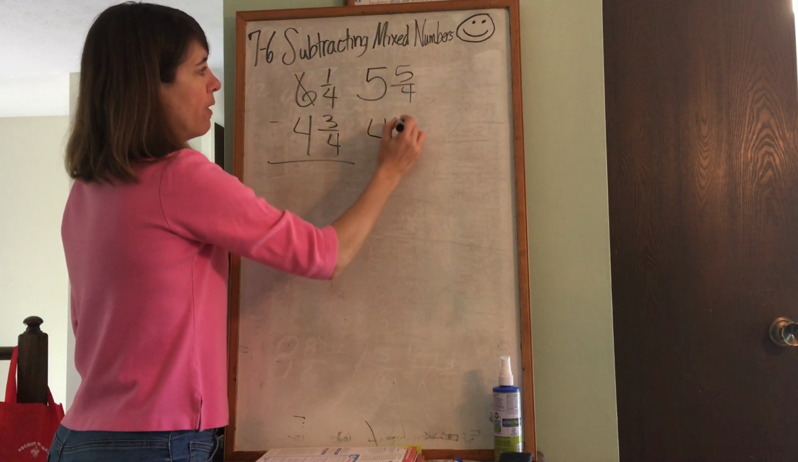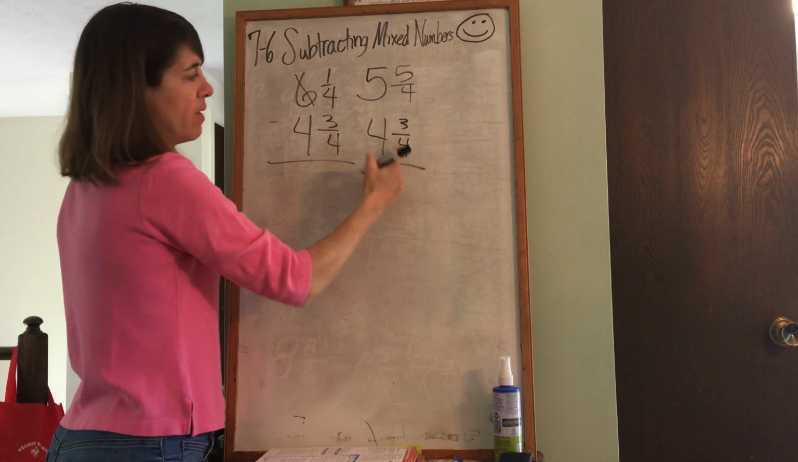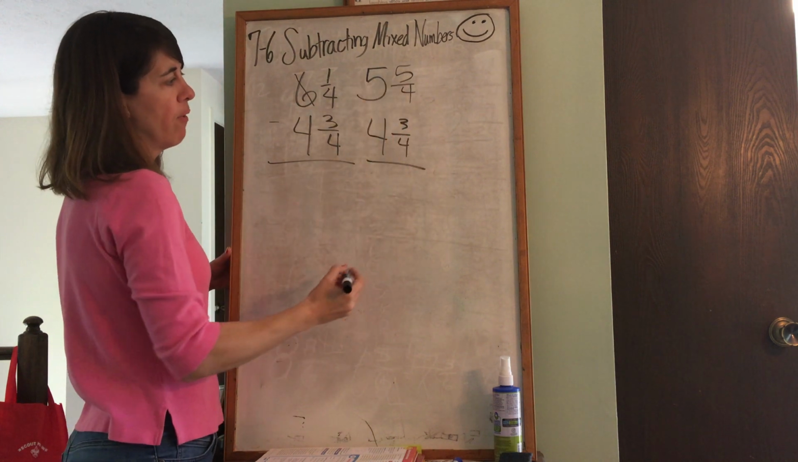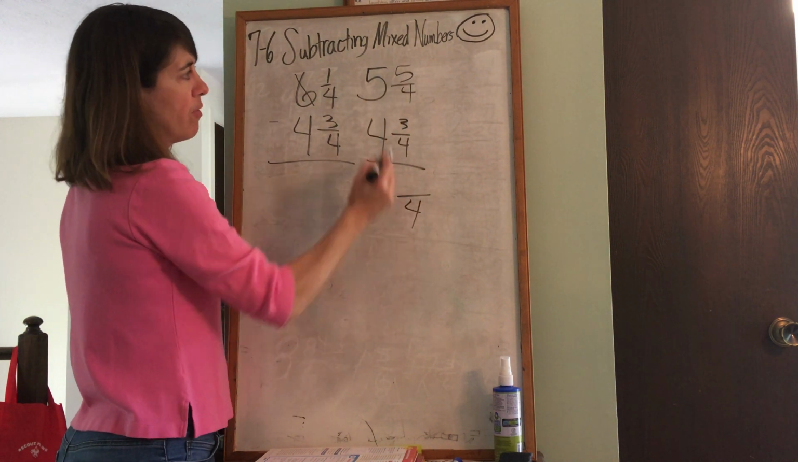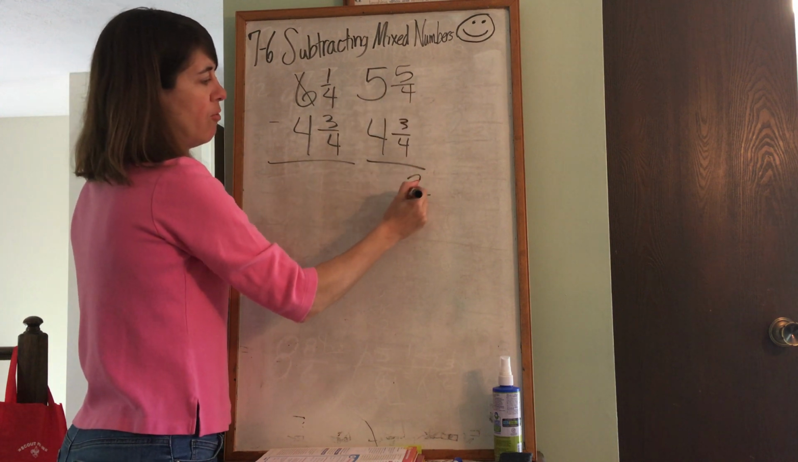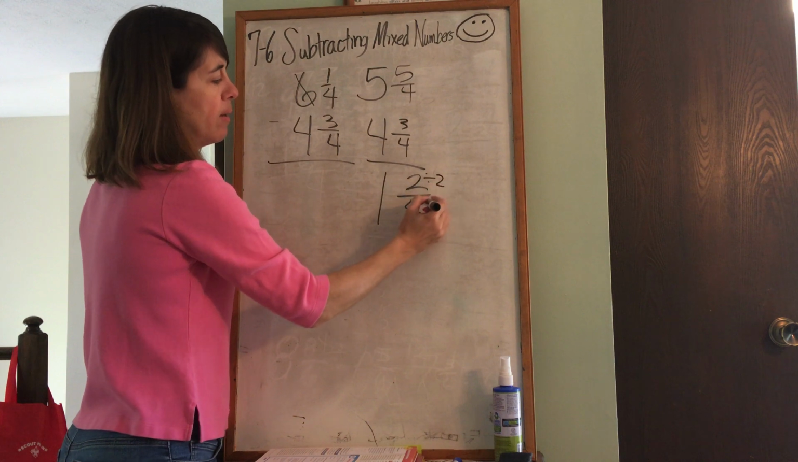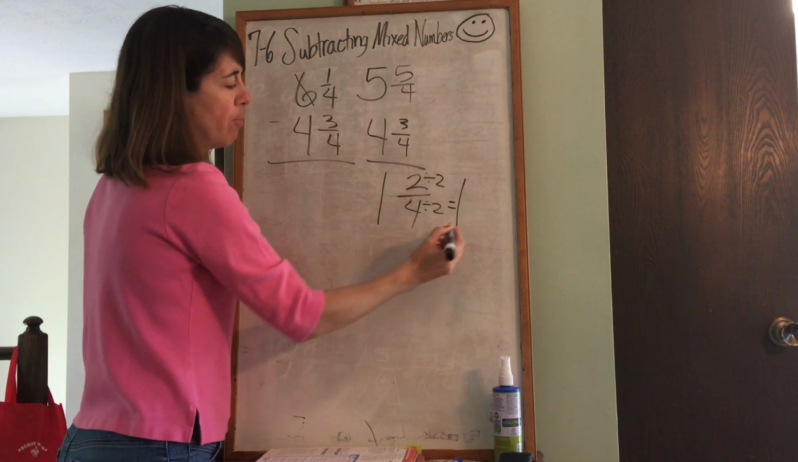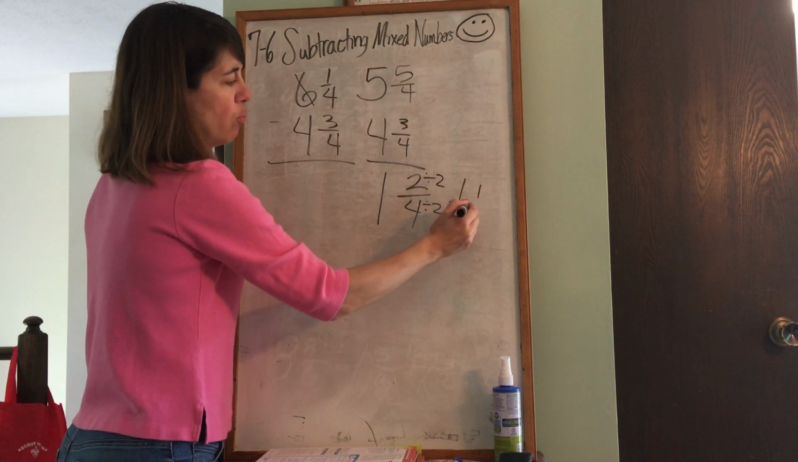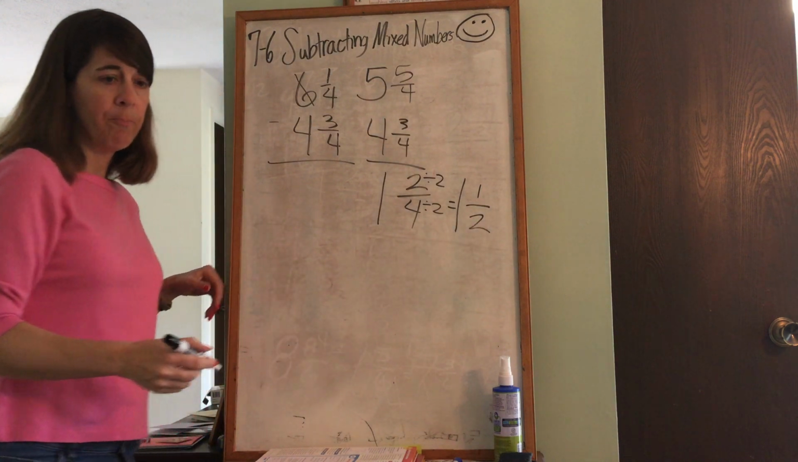We're keeping the 4 and 3/4 because now we've got common denominators and we've got something to subtract from. So keeping our fourths, 5 minus 3 is 2. 5 minus 4 is 1. We need to simplify. Dividing by 2. Remember to bring over that whole number. This is 1 and this is 2.